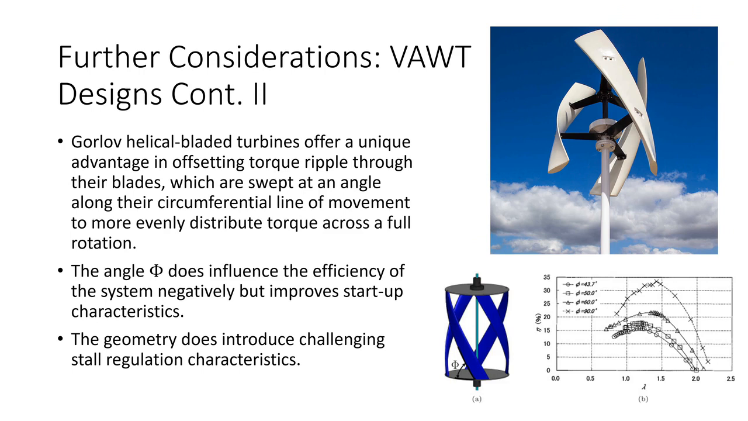Gorlov helical bladed turbines offset torque ripple, which is their key advantage. They also have better starting characteristics than straight-bladed turbines, but they do have a reduced efficiency due to their helical sweep, and their geometry does introduce more challenging stall regulation characteristics.